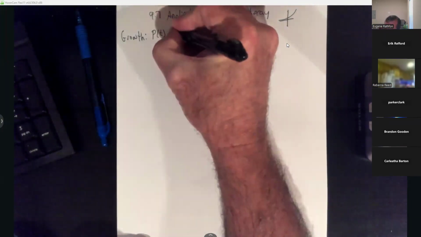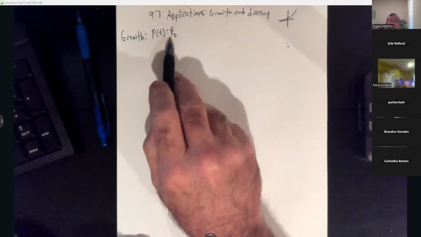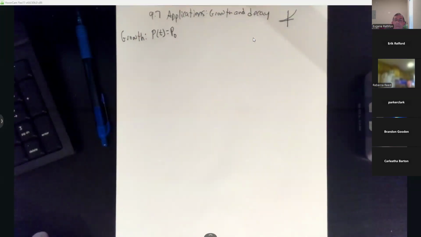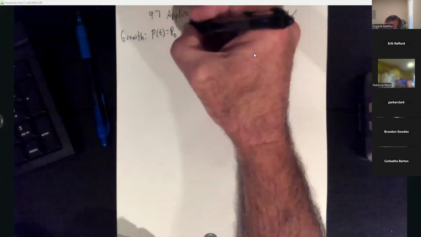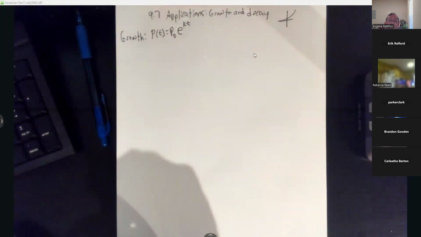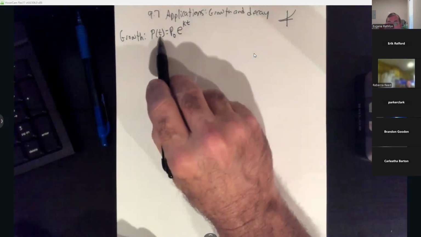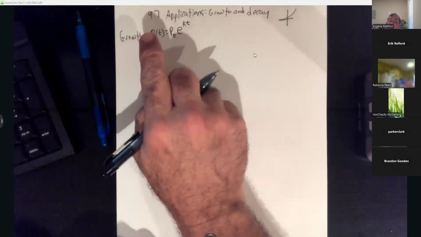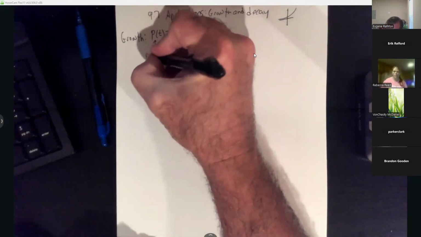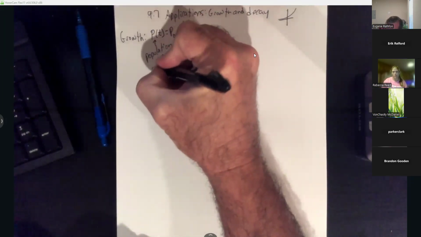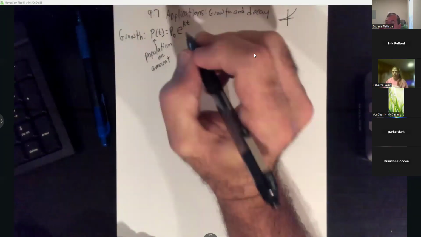So P of T is going to equal P original. So that's all one term. That stands for P original times E to the K times T. All right, so P of T. Now, if I'm using it for investments or population, this stands for the population or amount at any time T.